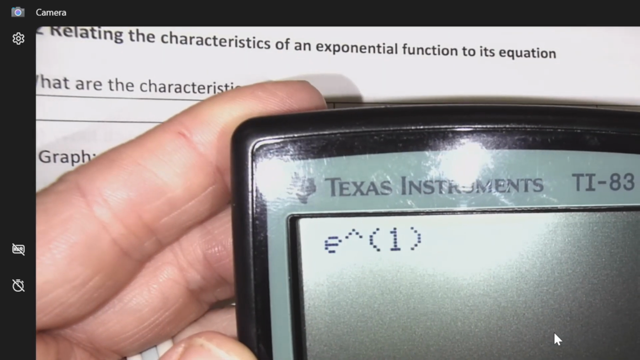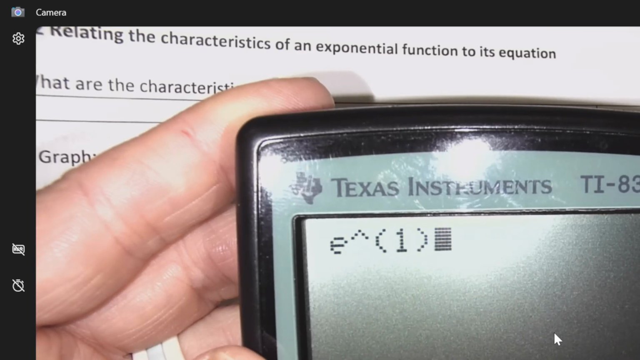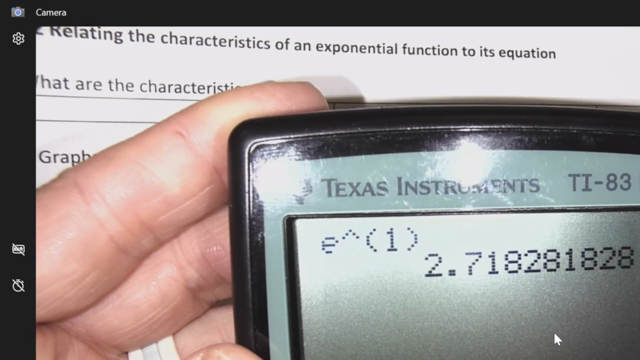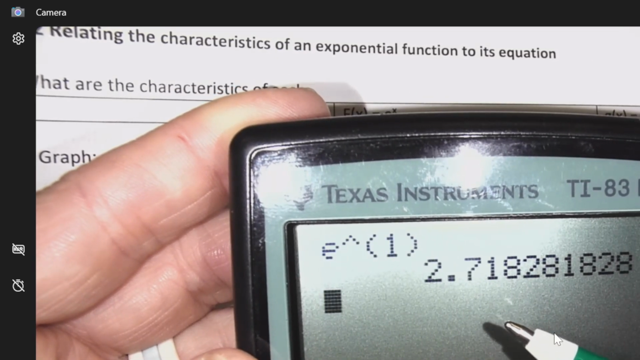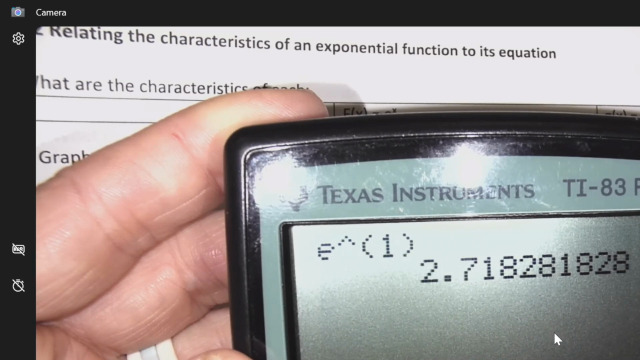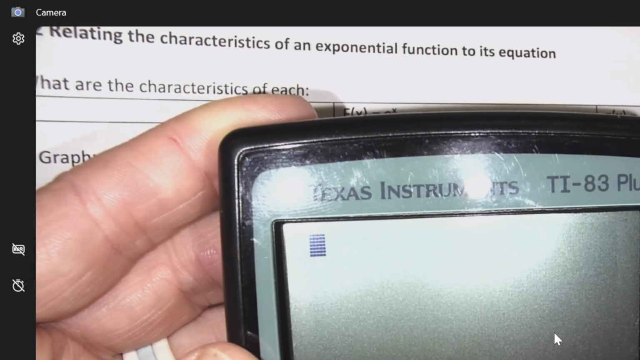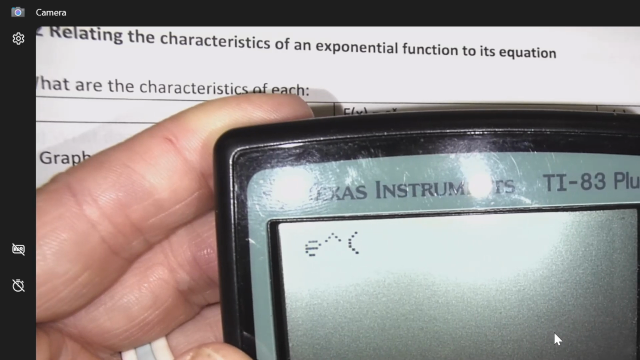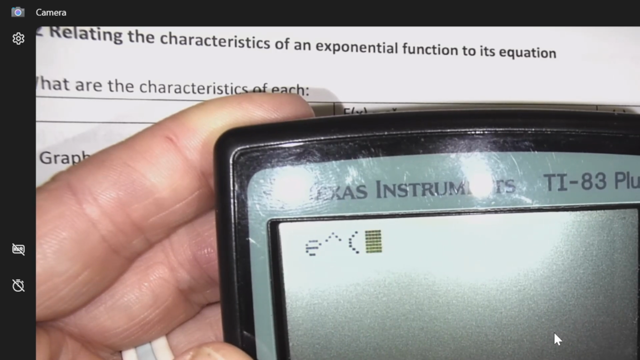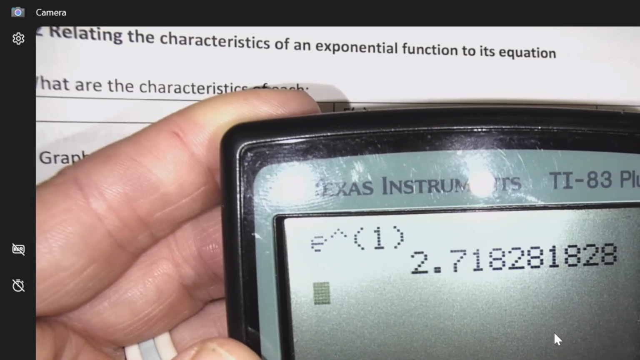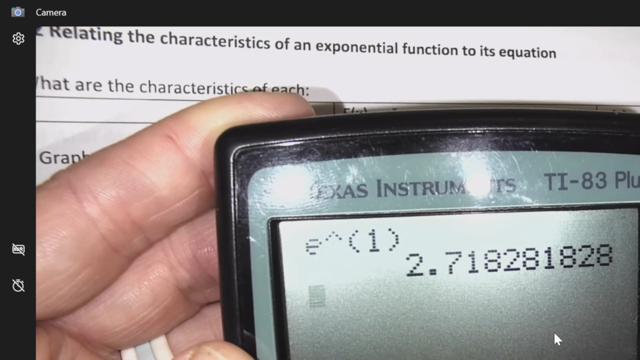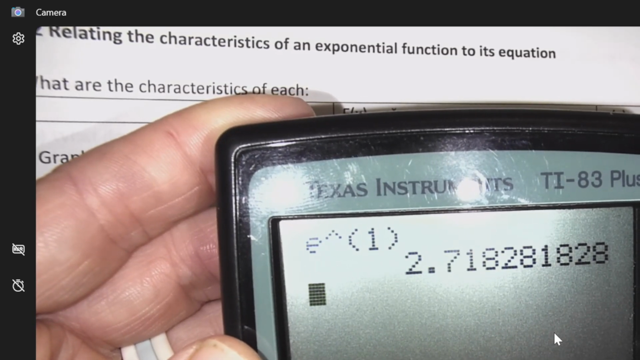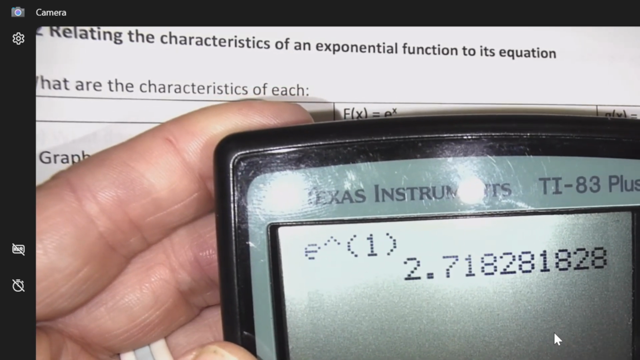Gives you a line. Okay, and then if I go e to the 1, the value of e is 2.7-ish. How did you do that? So again, I just went second ln, and then it goes e to the... not ln, and then I just push 1 bracket. I'm just on my home screen. Yeah. Okay, so there we go. That's what the value of e is.